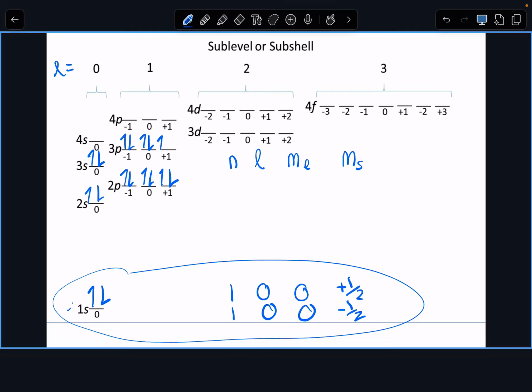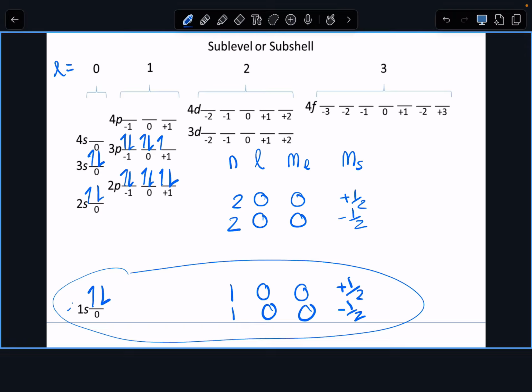Why? Because n equals 1, L equals 0 because it's an s. M sub L is always 0 for s orbitals because there's no other choice. And then we would move up to 2s. And then it would be n equals 2, L equals 0, M sub L equals 0, M sub S is plus 1/2, and minus 1/2. It's very uninteresting when you're talking about every single little electron. It's more interesting when we draw these diagrams and then we can highlight a particular one.